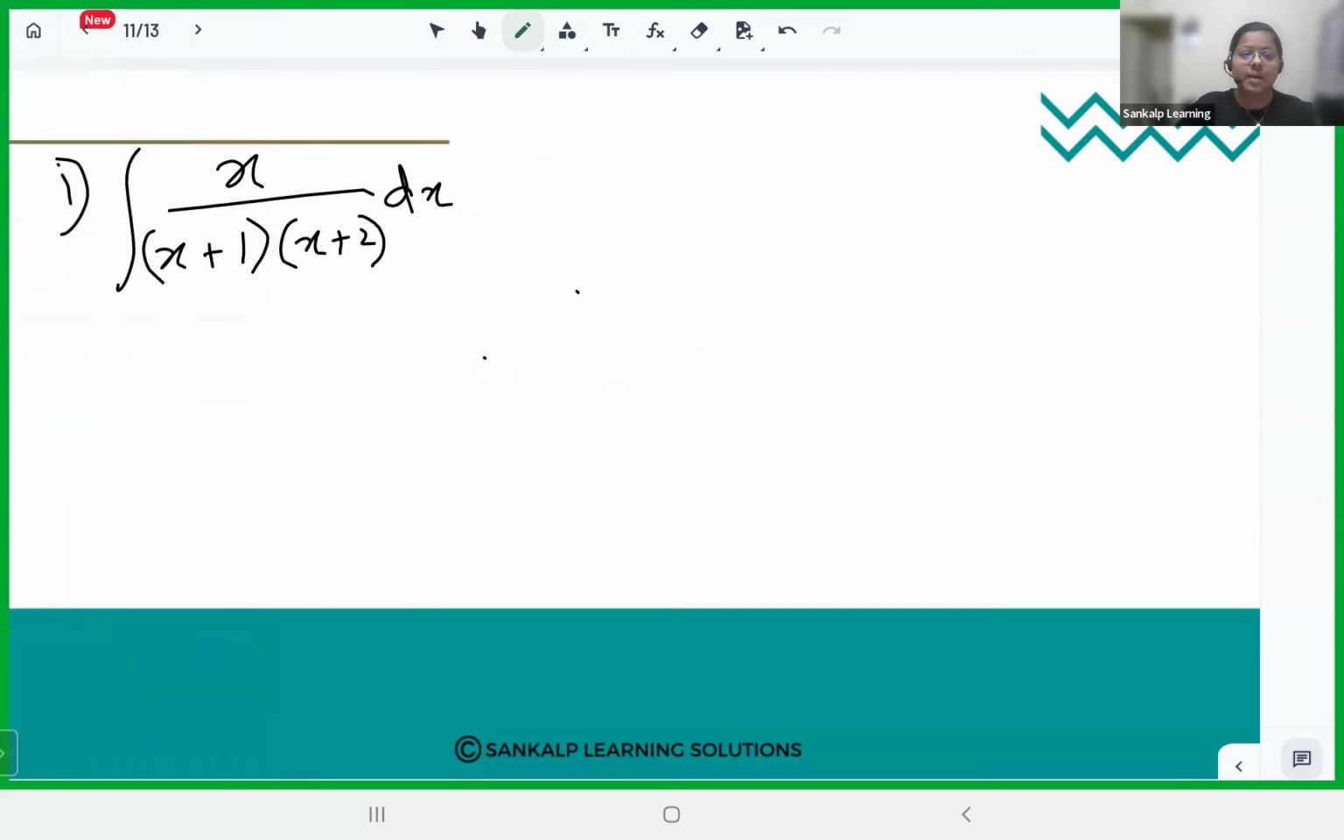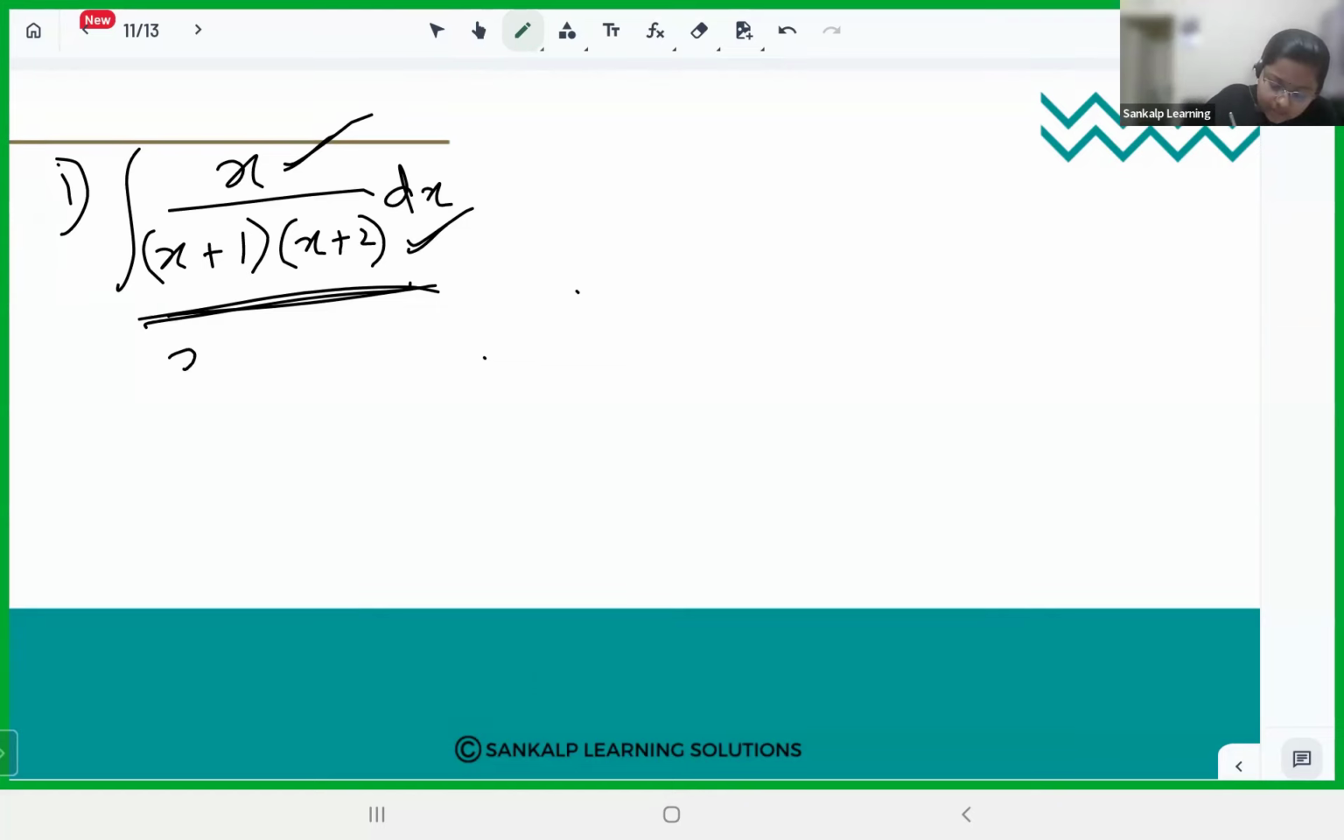The first question is x by x plus 1 into x plus 2 dx. So here you can see that these two are polynomials and the degree of the numerator is less than the denominator, right? And the denominator can be split into linear factors. So these are the conditions that we use to verify whether this is to be integrated using partial fractions or not. So all the conditions are satisfied. Now we can apply partial fractions, right?